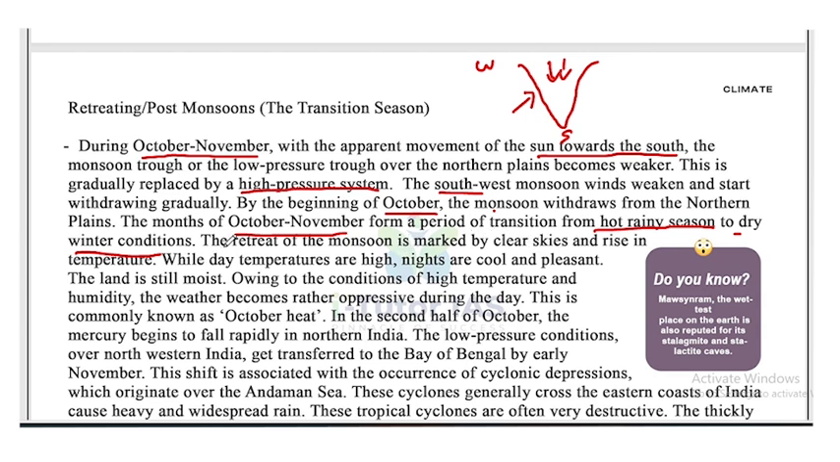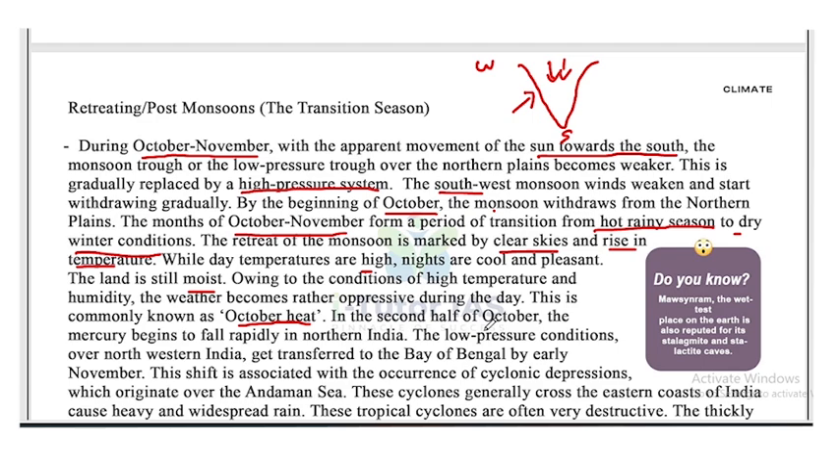Okay, so how we consider the retreat of monsoon, that is, we can see the clear skies and rise in temperature. While day temperatures are high, nights are cool and pleasant. The land is still moist. Owing to the conditions of high temperature and humidity, the weather becomes rather oppressive during the day. This is commonly known as October heat. So this condition is known as October heat.